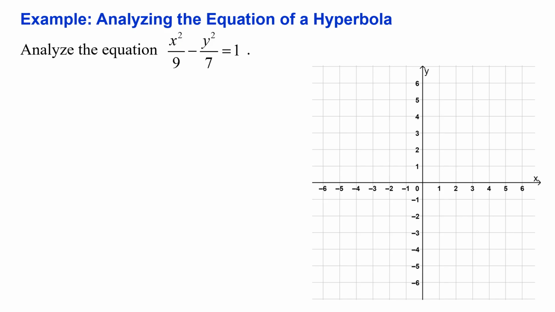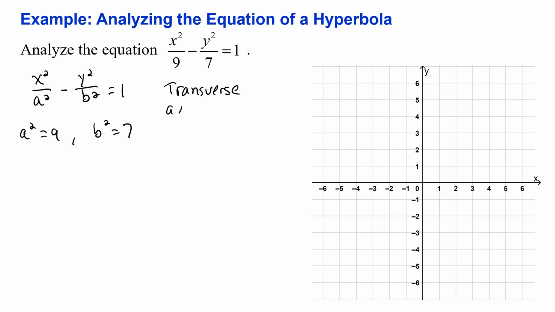Now this equation matches the form x squared divided by a squared minus y squared divided by b squared equals 1, with a squared equals 9 and b squared equals 7. So we know that the transverse axis is equal to the x-axis, and the center is at the origin.